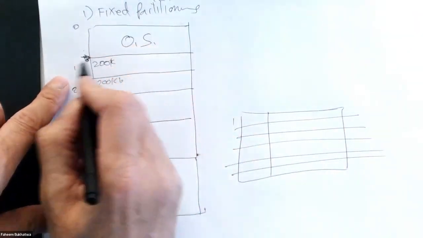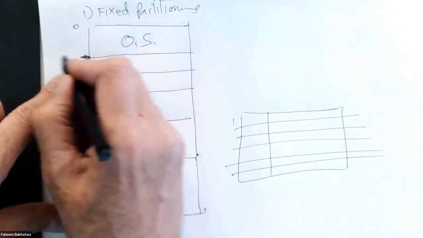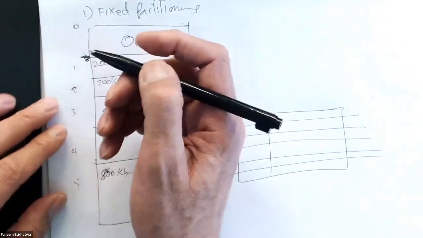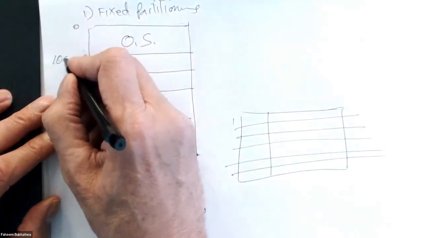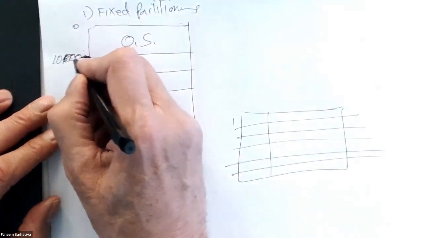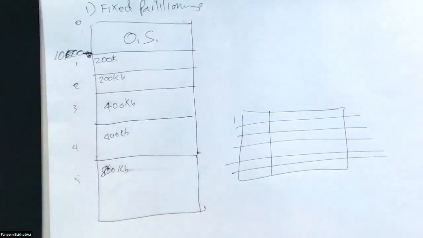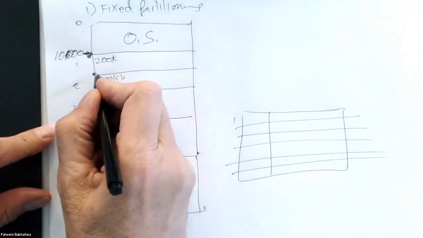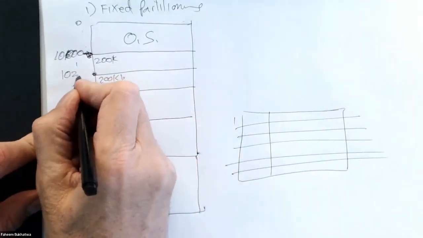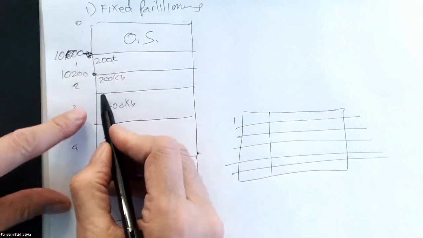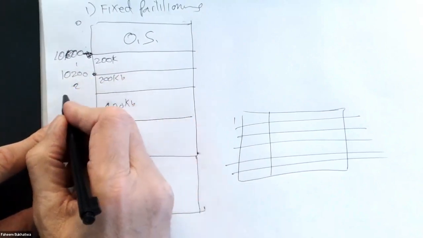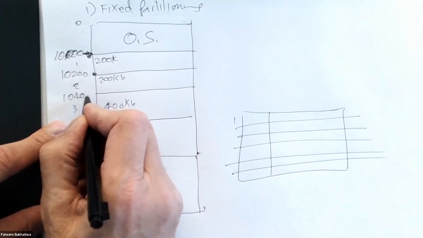Let's say the operating system ends at, for example, 10,000 bytes. This is an address, 10,000. The operating system fitted up until this point. So from 10,000, we're going to give a space of size 200. The next one will start at 10,200, and this one is also of size 200, so it will finish at 10,400.